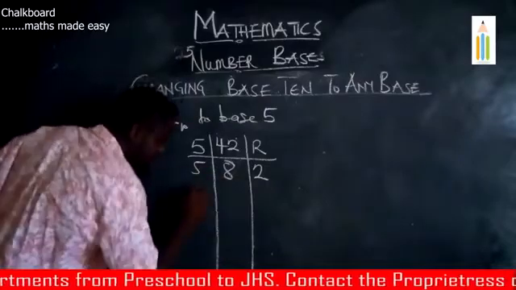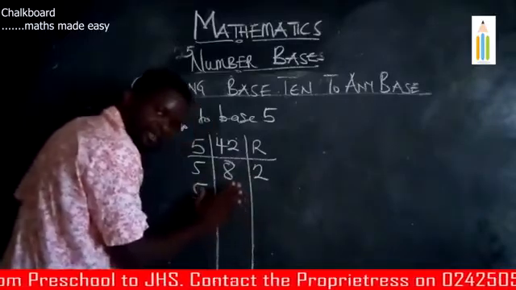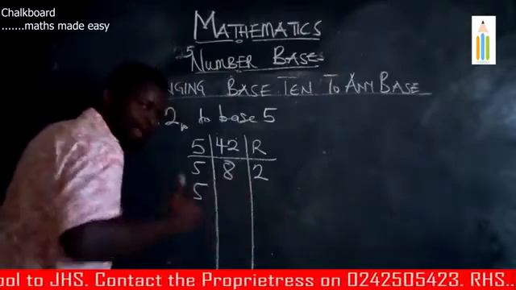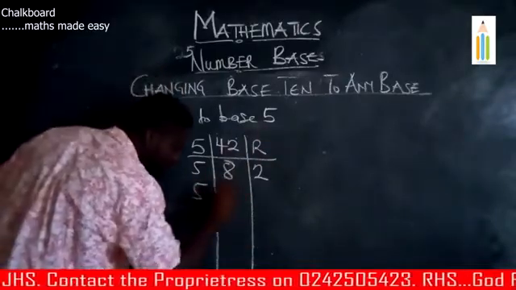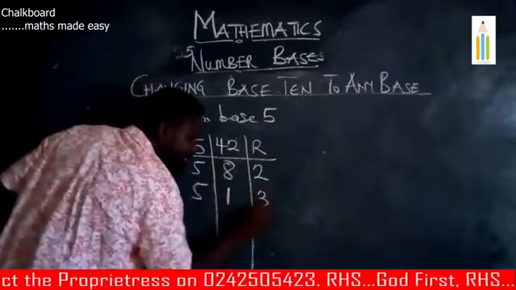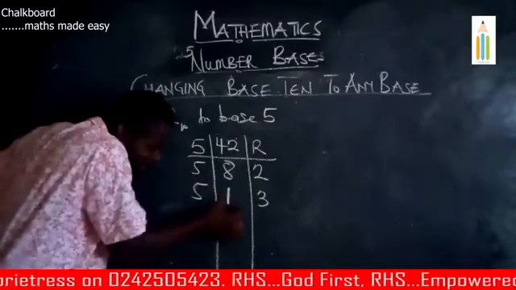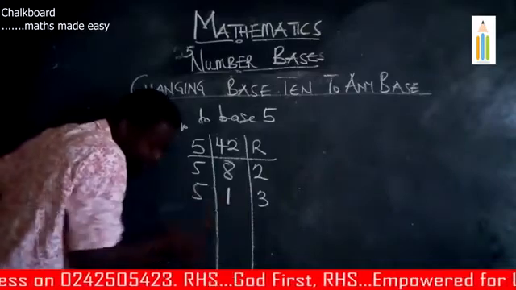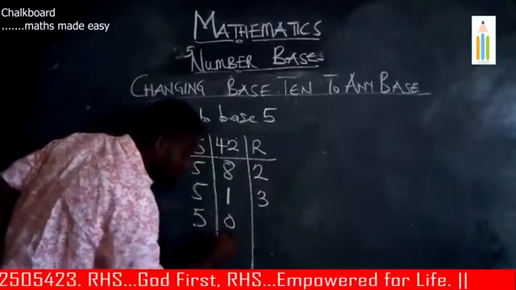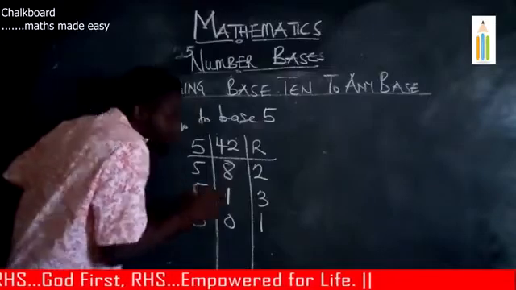Now we are here. Now 5 again. 5 times what gives you 8 or closer to 8? 5 times anything won't give us 8, but closer to 8. Let's see. 5 times 1 is 5, plus what will give you this very 8? That is 3. We write our 3 here. Now, we can see clearly that the number here is smaller than the number we are dividing with. So we have our 5, but remember that 5 times 0 gives us 0, plus 1 also gives us this one over here. So this is our final answer.